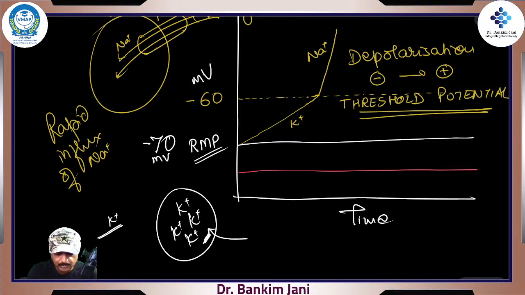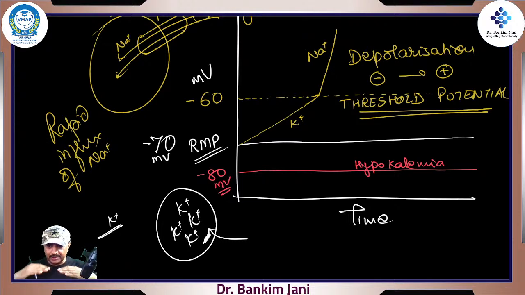so this would be a new, let's say minus 80 millivolt. It drops. So this is because of hypokalemia, because the cell has become more negative, and then it would stabilize. So this is minus 80. So will it affect the threshold potential? It is fixed, because at minus 60 the sodiums will come and fire.